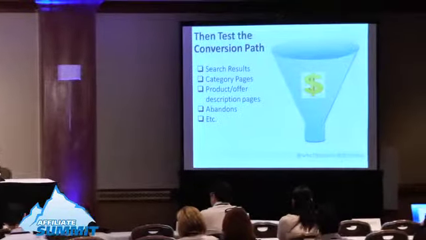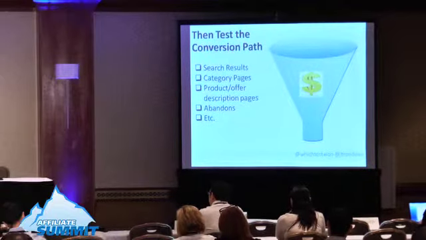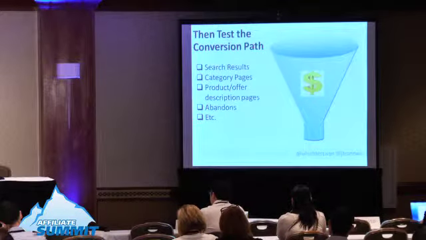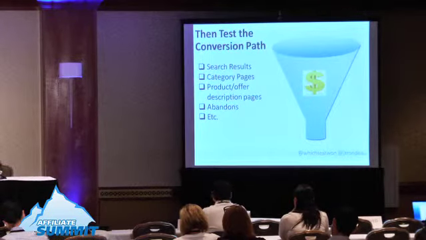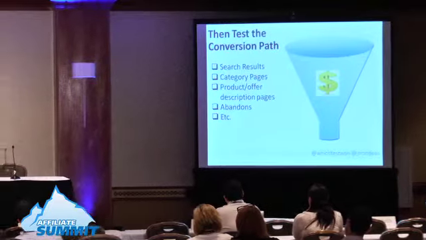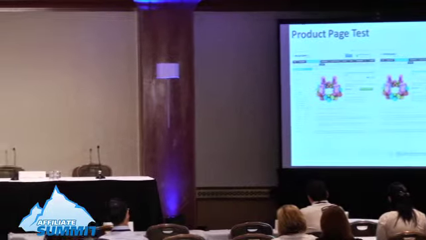So now that we've started at the bottom, we've gone through our checkout pages, we've really optimized our entrance pages, now let's start testing the conversion path. So we should start looking at our search results, our category pages, our product pages. If you're running a content site, maybe the different pages your stories are on, anywhere that people have to start really digging through to get to that final conversion. You want to start optimizing there. So this is like the last step in your testing process.